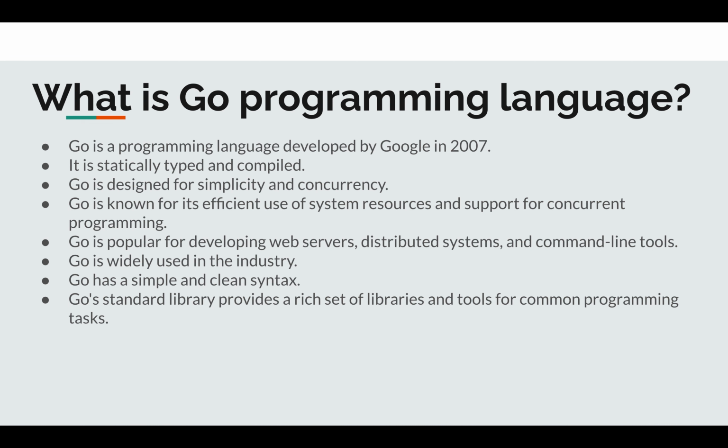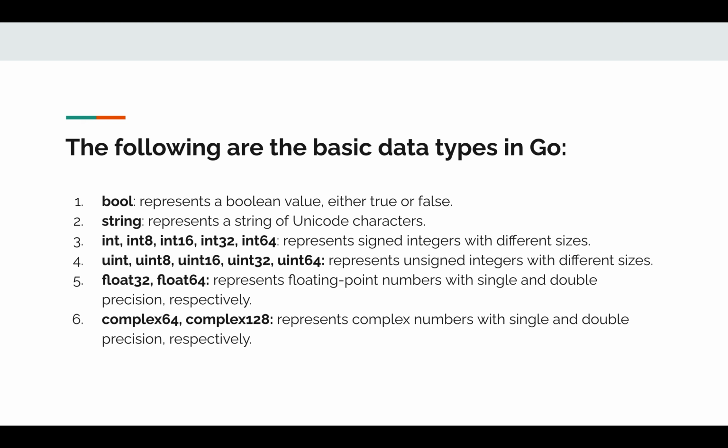Go is a statically typed language, which means that the type of a value is determined at compile time and cannot change at runtime. The basic data types in Go are: bool represents a Boolean value, either true or false. String represents a string of Unicode characters. Int, int8, int16, int32, int64 represent signed integers with different sizes.